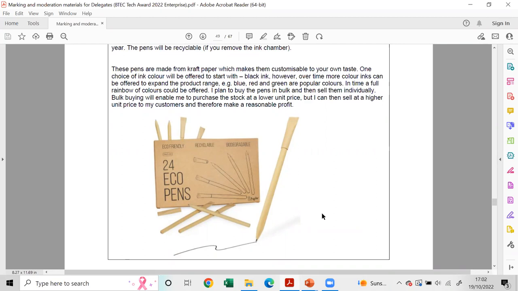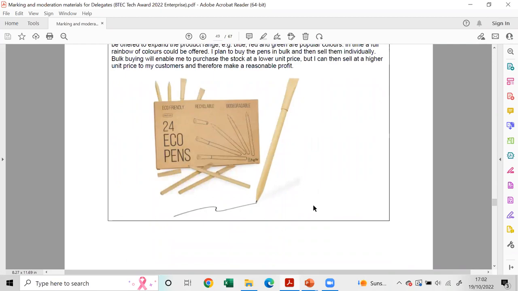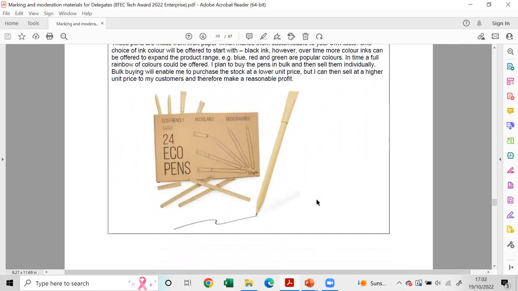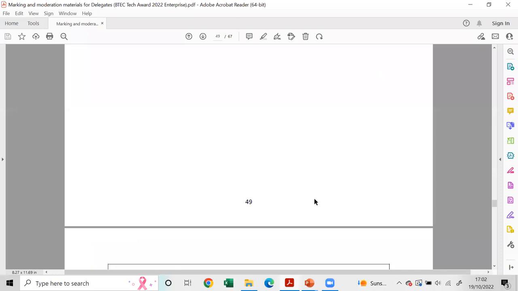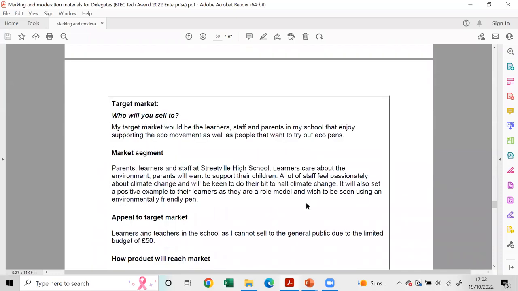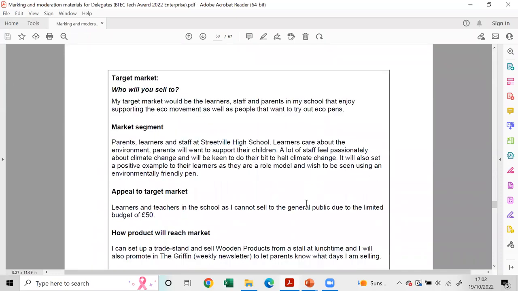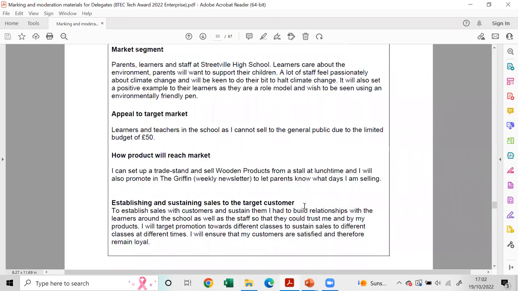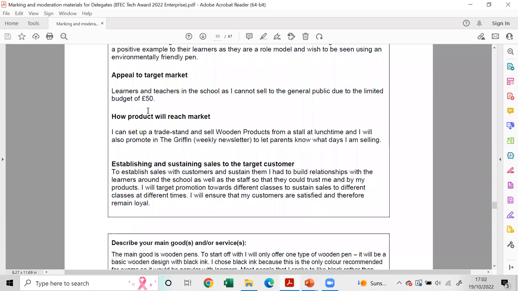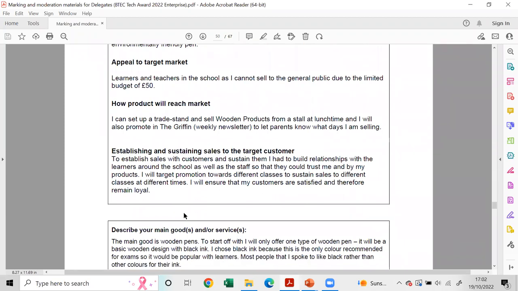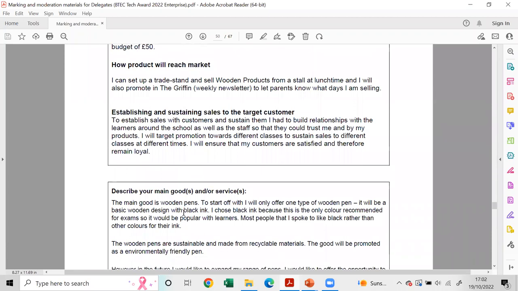Okay, for this one, the person has thought about having these eco pens, made out of sustainable materials. They've explained that a little bit. They've thought about their target market. They're going to be selling it in their school, so that's their target market, their market segment, how they're going to appeal. As you can see, these sections, even though they're filled in, don't necessarily have as much development as that first learner did. So that's giving you a little bit of a clue here.